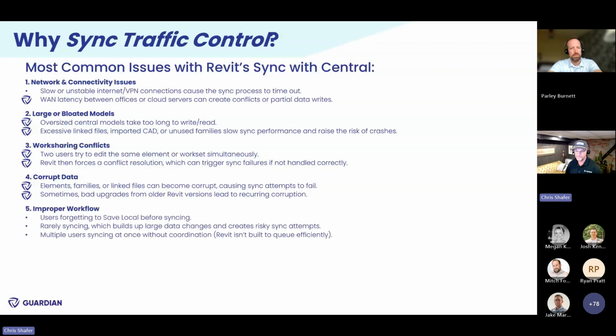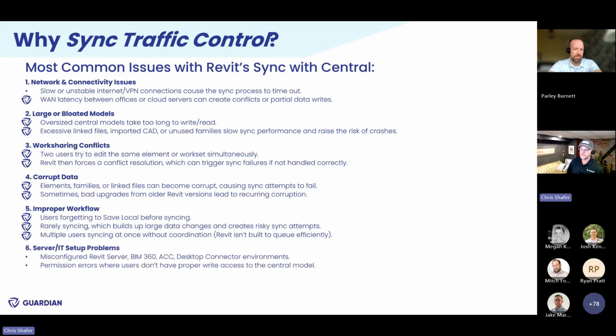Improper workflows. So users forgetting to save to local before saving, or rarely syncing. As we discussed before, Guardian will help remind people to sync on a regular basis, and multiple users syncing all at once. Guardian addresses all of these. So simple thing as save locally before syncing. While Guardian doesn't have a feature that does that directly, Guardian's command messages that are associated with sync traffic control can help remind people to do that before doing so.